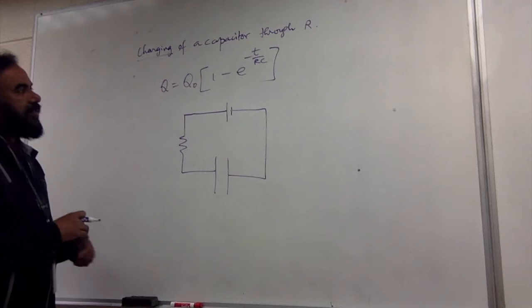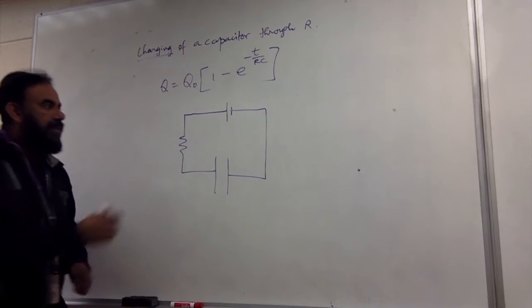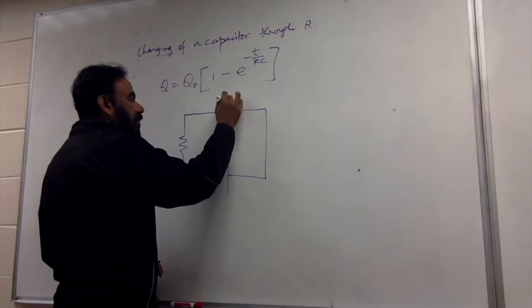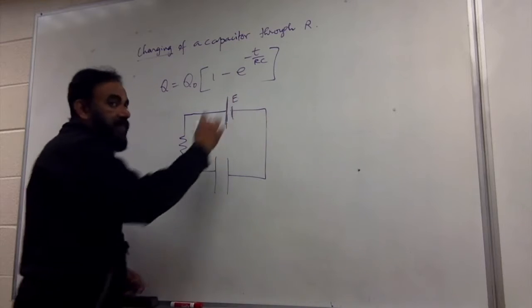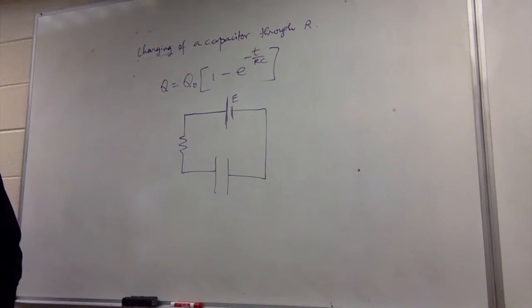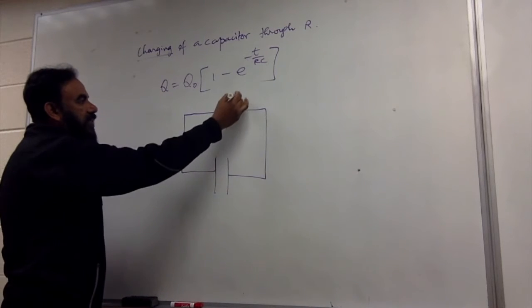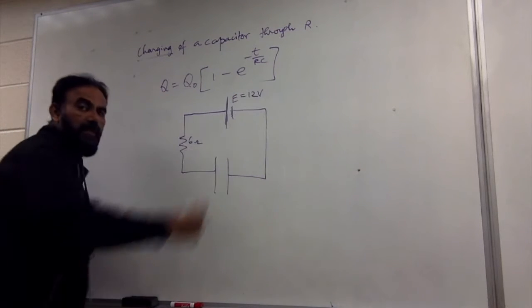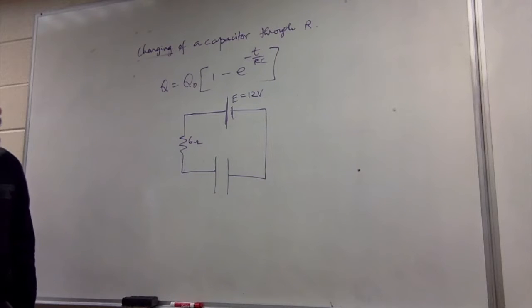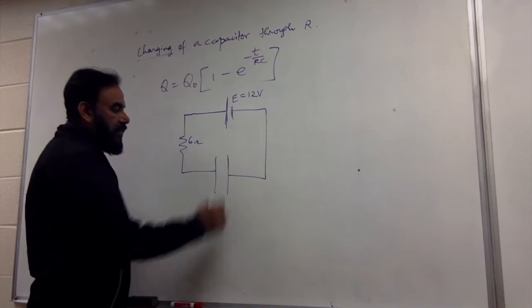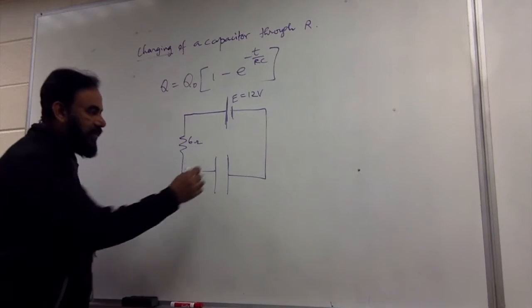So let's discuss this right now. That's your power supply. Let's call it the EMF. That's the maximum voltage that you can think of there. And let's say this resistance is 6 ohms, and let's say this EMF is 12 volts. And let's say the capacitance of the capacitor is something.